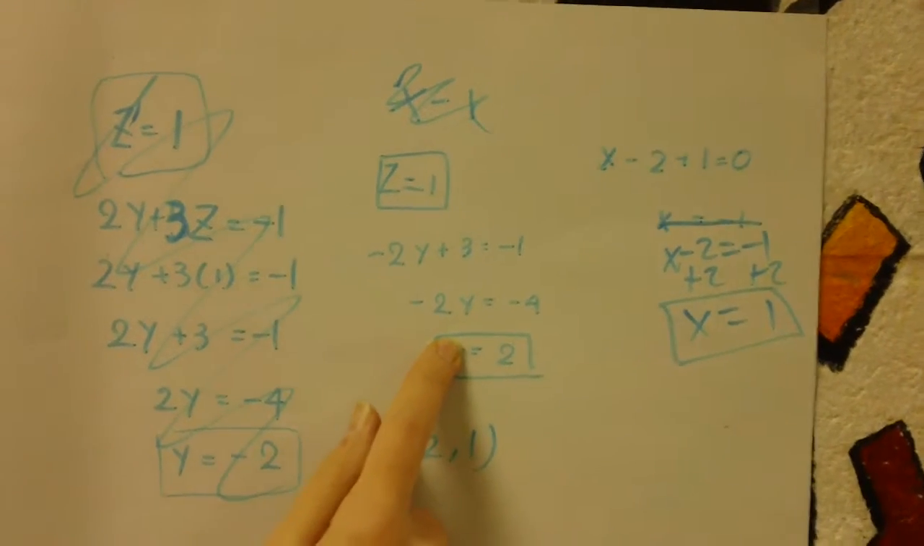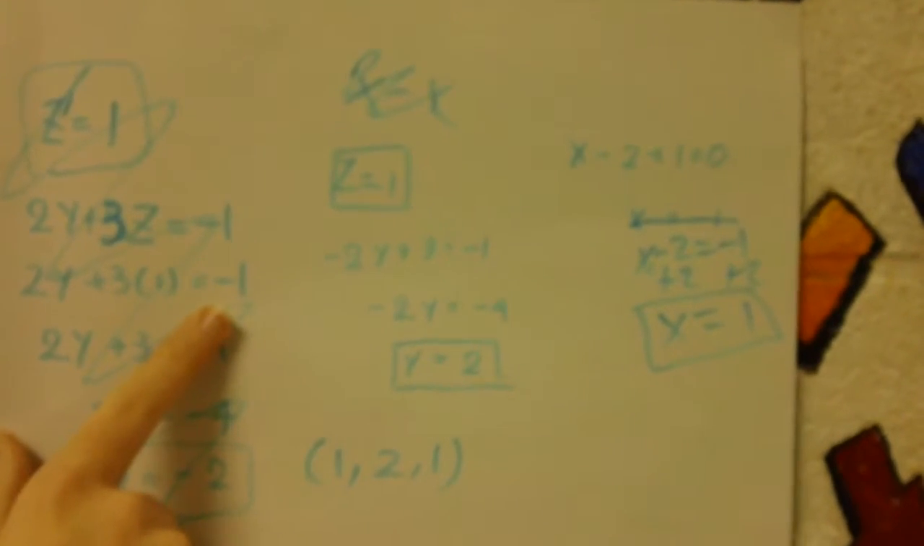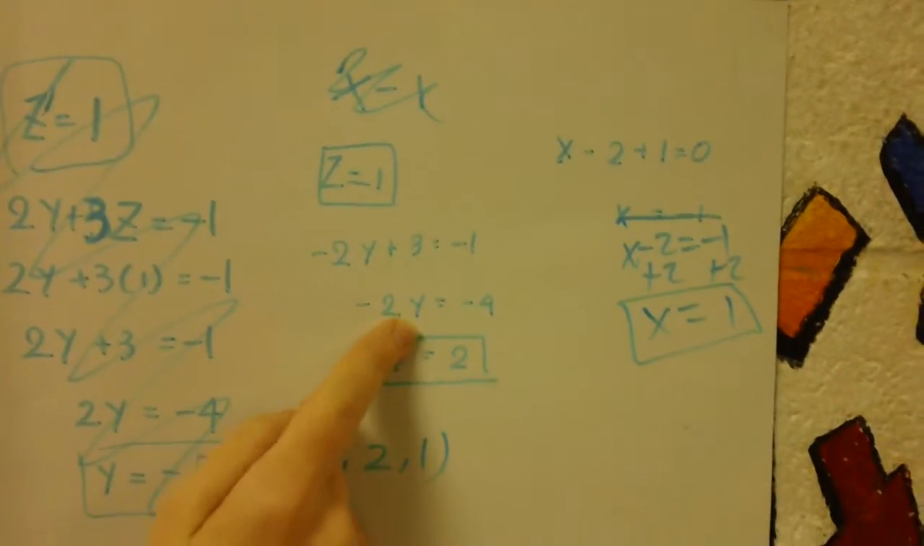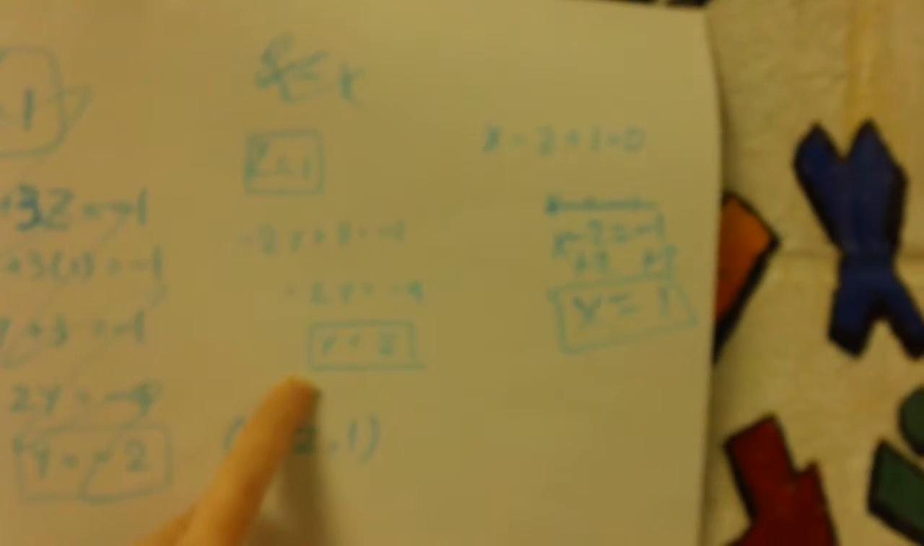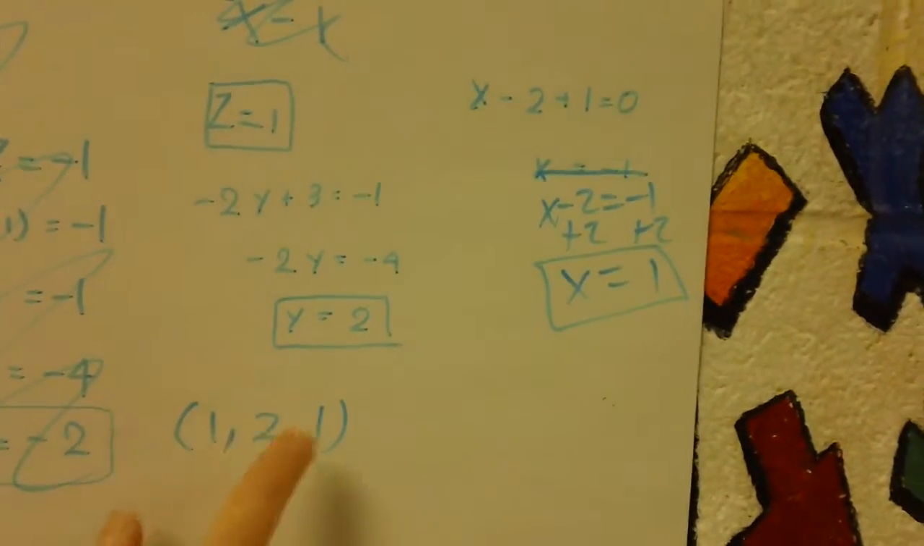So to solve that, you would go like this. And then you would solve it, and to solve for y, you would get y equals 2. To get your x, you would substitute your y in.